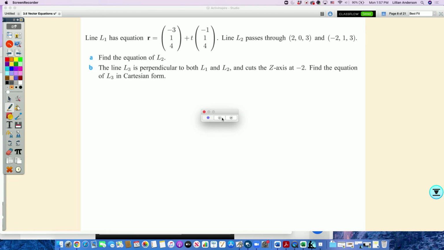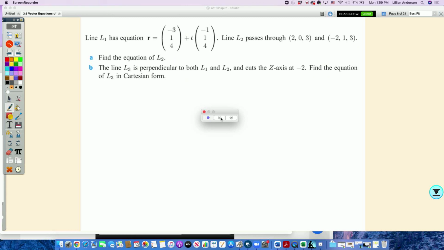Let's take a look at this one. We are told that line L1 has the vector equation R equals what you see there. And then it says that line L2 passes through those 2 points. You have to find the equation of L2. Okay, let's go ahead and find the equation of L2, and then we'll do part B together.